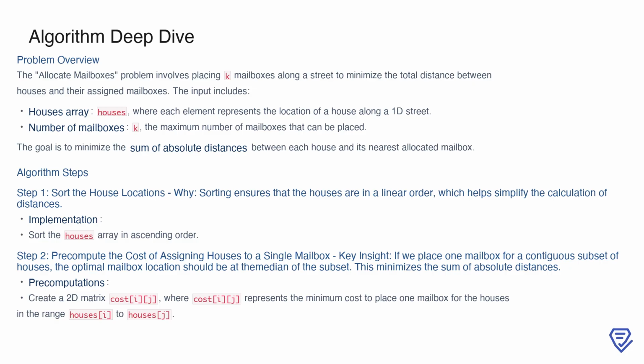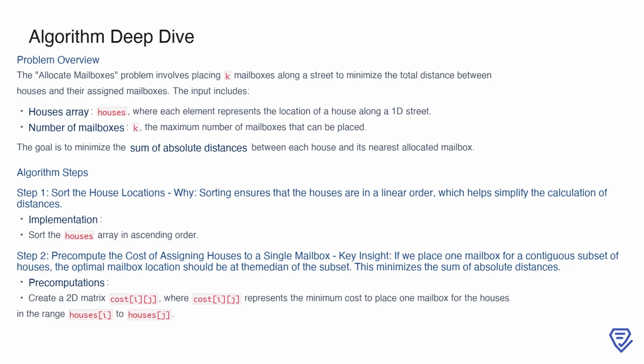To solve this, the first step is to sort the houses array. Sorting is essential because it ensures that houses are in linear order, making distance calculations more systematic. The next step involves pre-computing the cost of assigning one mailbox to any subset of houses. Here's the key insight: if you place one mailbox for a group of houses, the optimal location for that mailbox is the median of the group. This is because placing the mailbox at the median minimizes the total absolute distance.